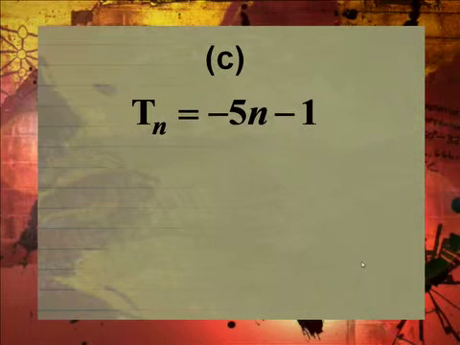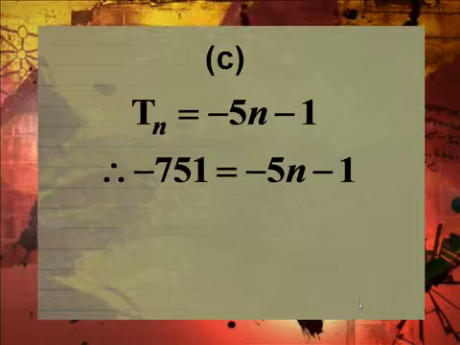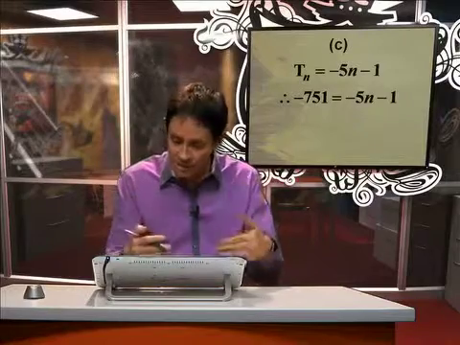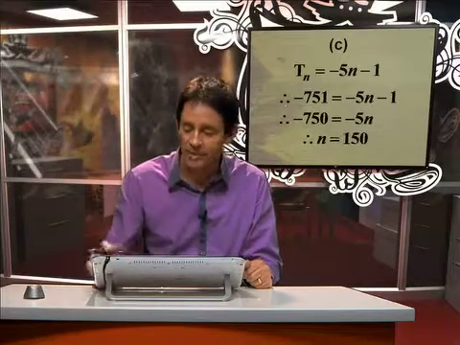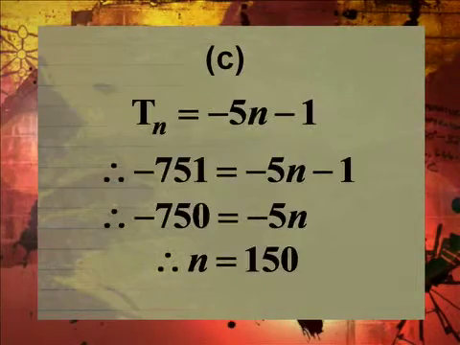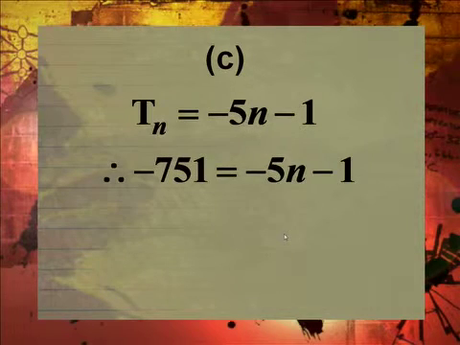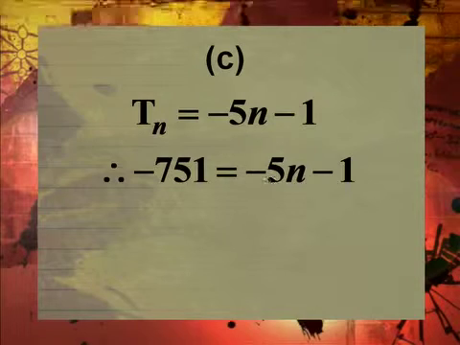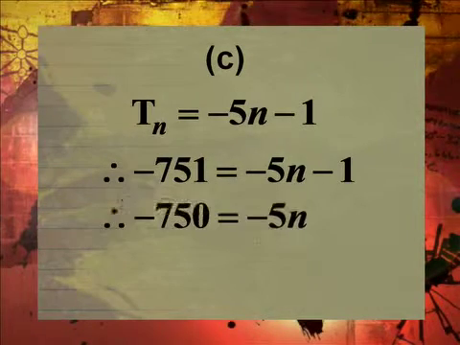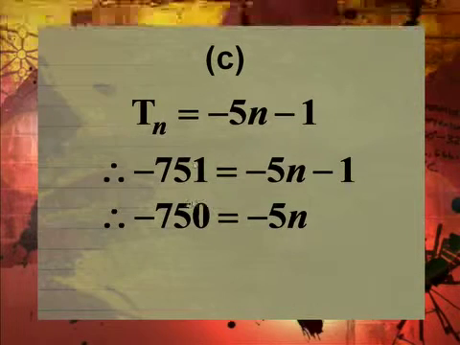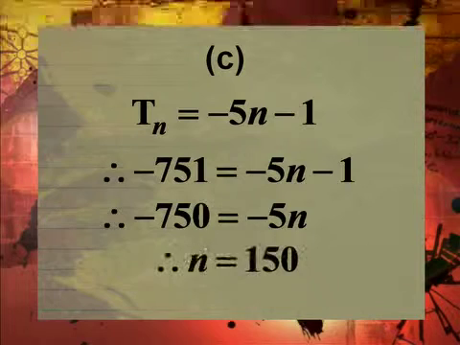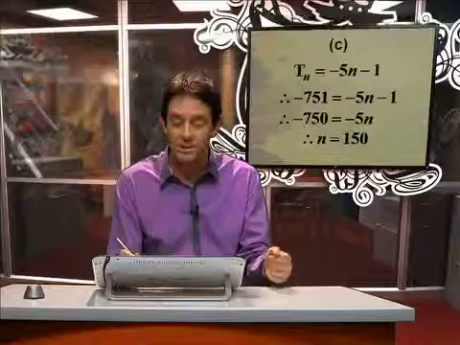What a pleasure. Part c, they said to you, which term is minus 751. We want the n, the position. Well, you've got the term, so look at the slide. We replace it with minus 751. And all we now do is we solve the equation. So minus 5n, he pops to the left, and the 751, you bring it across to the right. So in other words, if we add 1, we get minus 750 equals minus 5n. Now simply swap them around. If you divide both sides by negative 5, the n is 150. So then it gives you the position of the term.